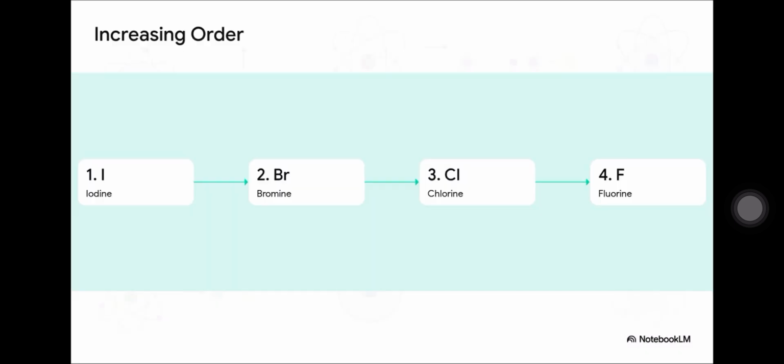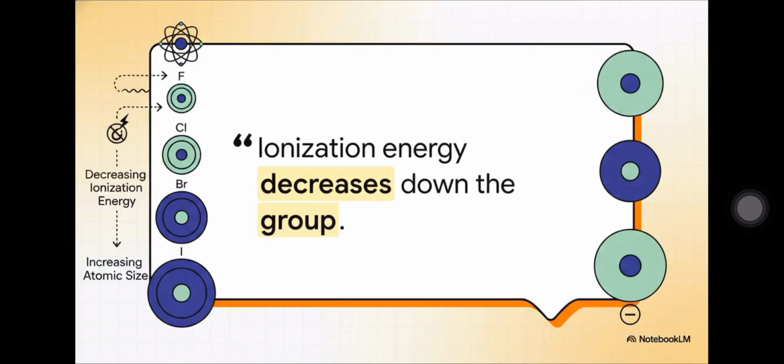Well, building from the bottom of the group up, the correct order is iodine, then bromine, then chlorine, and finally fluorine. Iodine basically hands its electrons over easiest, while fluorine at the very top of the group, no way, highly resistant. And our rule holds perfectly true right here. Ionization energy decreases down the group.